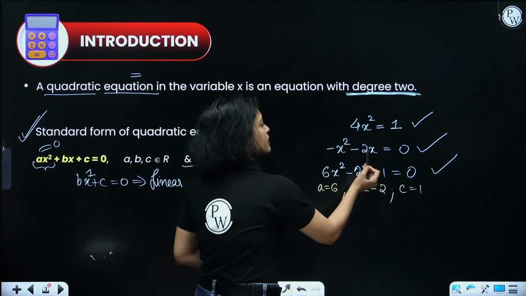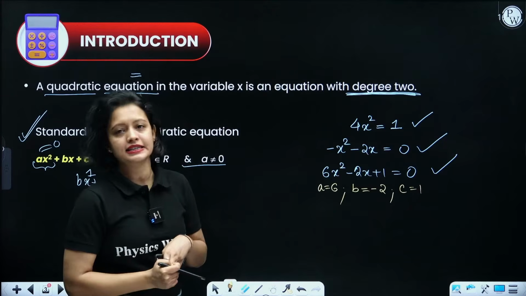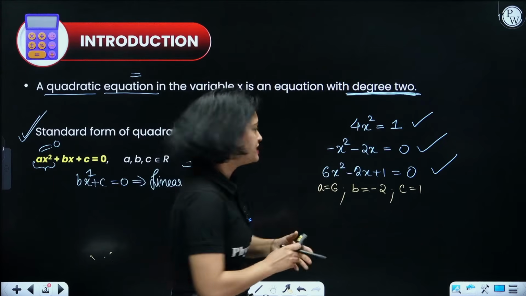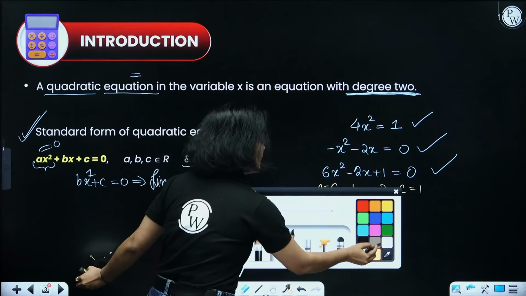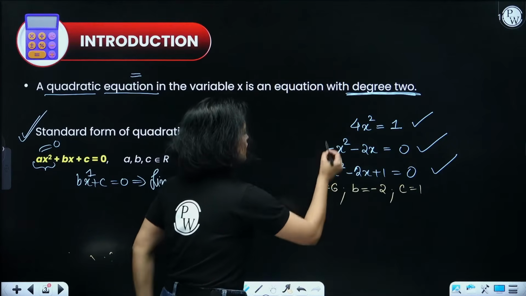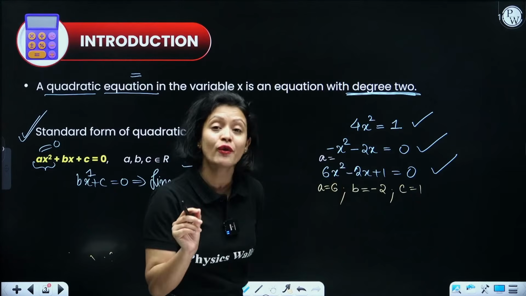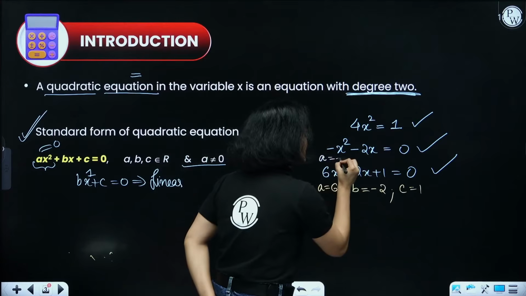Now, minus x square minus 2x equals 0. Is this in standard form, guys? Yes, it is. I know that you cannot see the constant here, but no worries. Let's see what the values of a, b and c are, and then you will understand in a much clearer way. For example, here a is the coefficient of x square. Now the coefficient of x square is negative of 1, right? You can see the negative sign here, so negative of 1.